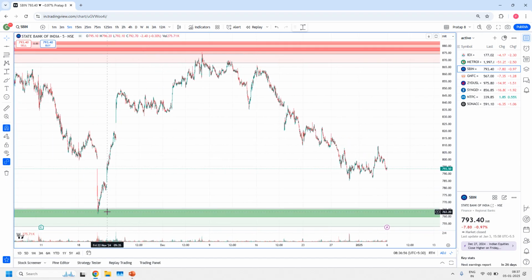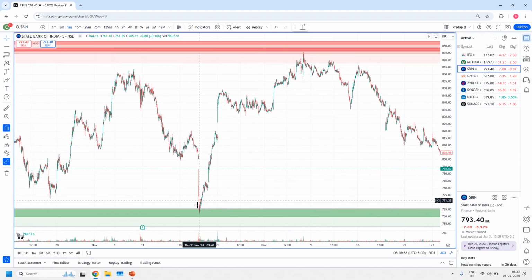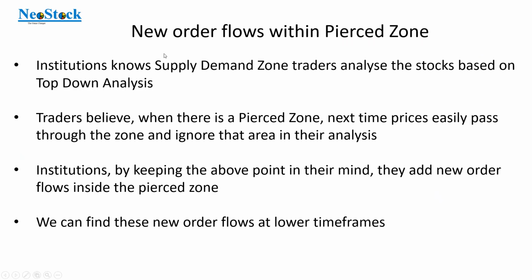See how well they are working. State Bank of India has given a huge profit. And from where did it give? It gave from the pierced zone. Because of this point, new order flows within the pierced zone. Now you read the points, you get the complete clarity.